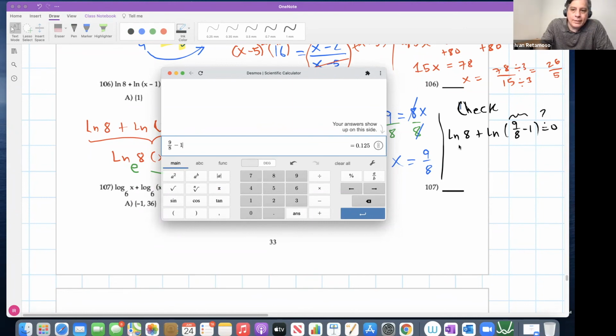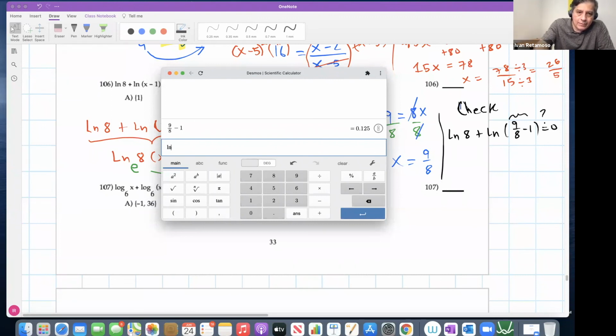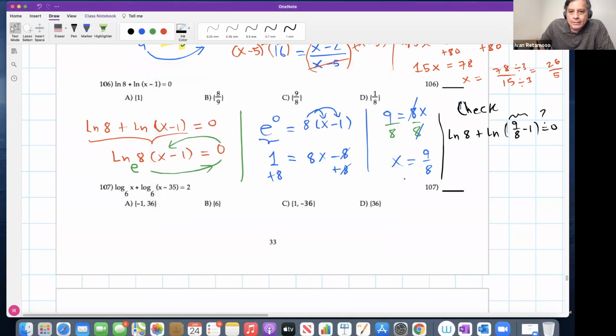So that's enough, right? But now, guys, if you want to do a full check, you can always do this: natural log of 8 plus natural log of 9/8 minus 1, 0, right? Perfect match, look, 0. You check, this is good. So this is good, okay? So we're going to go for 9/8.